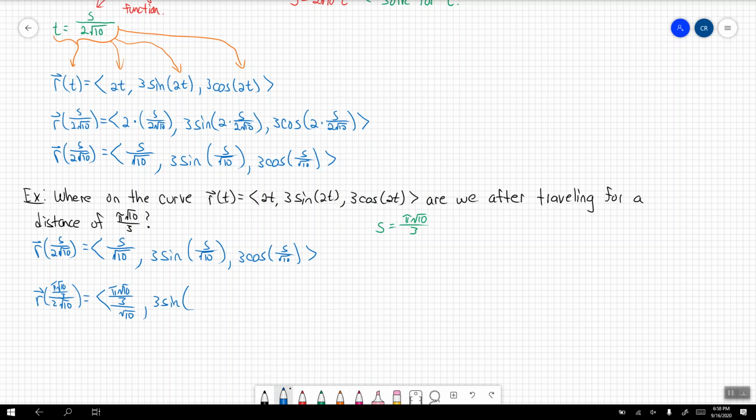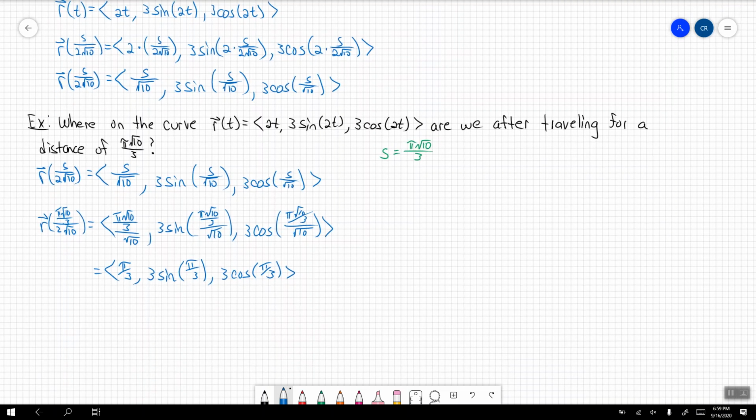3 sine of all that again, pi root 10 divided by 3 divided by root 10. And then finally, 3 cosine of pi root 10 divided by 3 divided by root 10. We can now simplify this. When we simplify, the first component is going to be pi thirds. The second component is going to be 3 multiplied by sine of pi thirds. And the last component will also be 3 multiplied by cosine of pi thirds. Okay, so that's looking pretty good now.